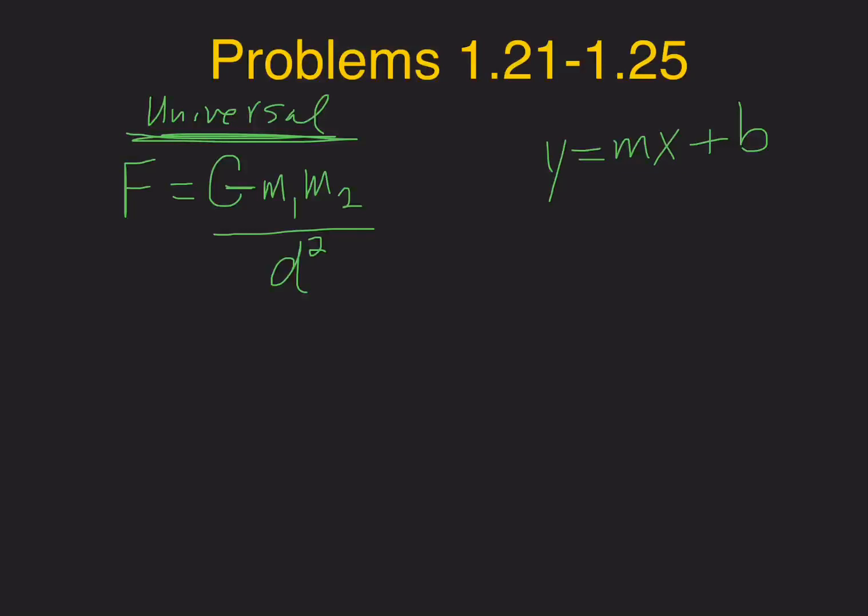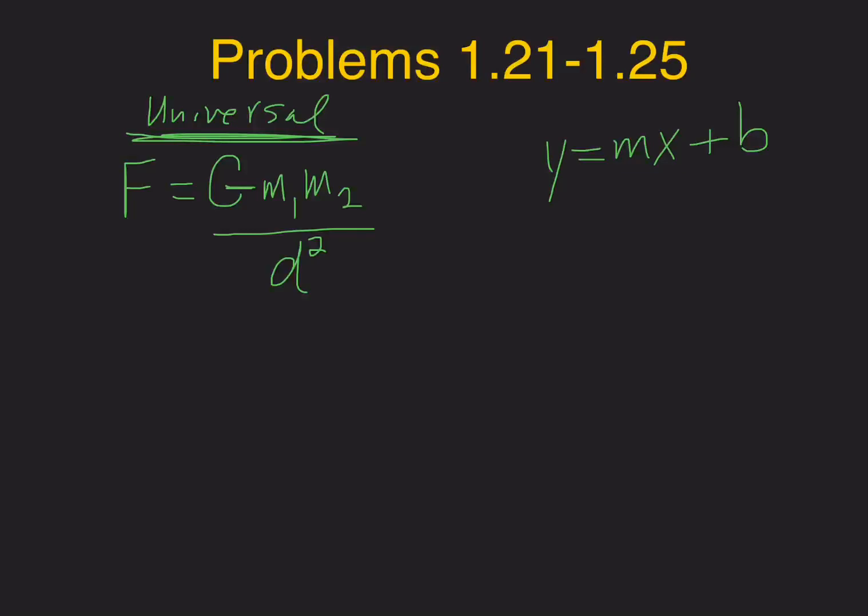But right now, we're just using it as an example of how to cram it into the y equals mx plus b equation. So it says, using this law, what would you graph on the x-axis and what would you graph on the y-axis so that you would get a straight line, and the slope of that line would be equal to the universal constant G? You want the slope to be G.